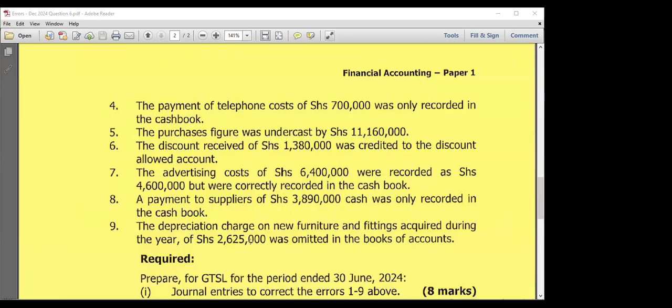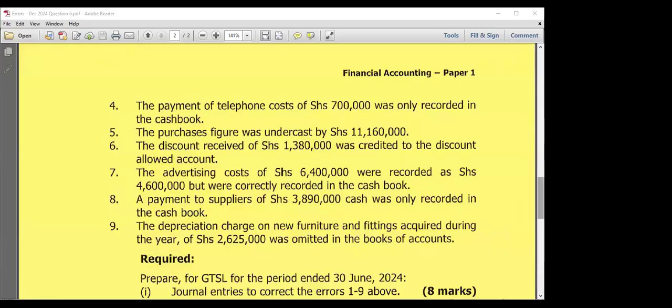Number 9, the depreciation charge on new furniture and fittings acquired during the year of 2,625,000 was omitted in the books of accounts. When we look at current assets rather than non-current assets, you will appreciate the concept of depreciation. So for that now, you can leave out. I would want you to go back to this question, try it out on your own. Please try to share your solutions with me before the next session.